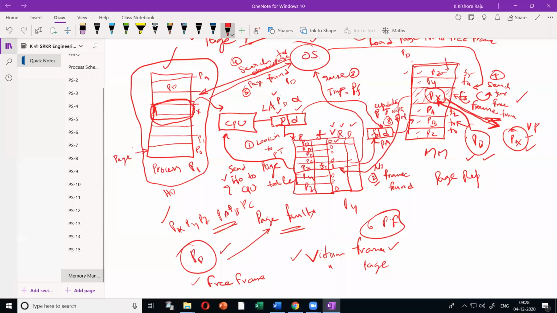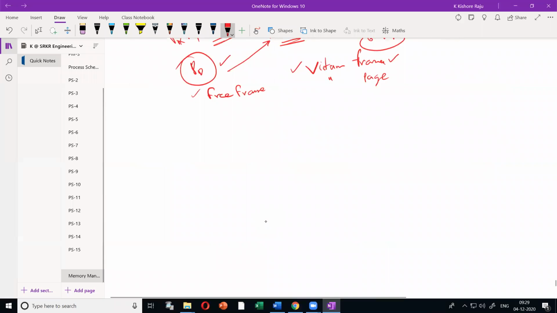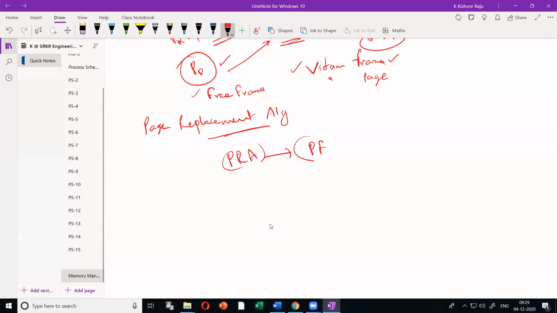This particular procedure I'll call the page replacement algorithm. This is very important. Is it clear? I'll repeat again. What do you mean by page replacement algorithm? The page replacement algorithm will be implemented in the page fault, right?